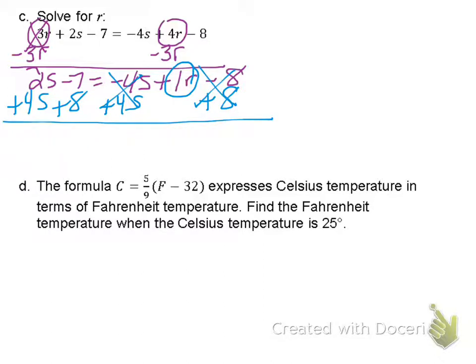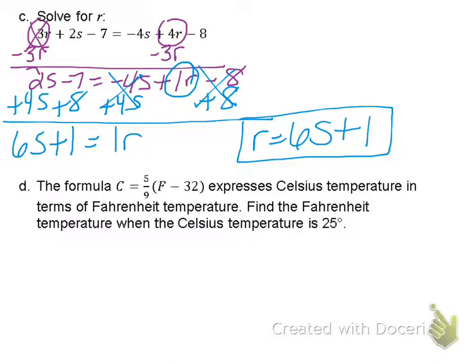So I have 2s plus 4s is 6s, and negative 7 plus 8 would be positive 1, so plus 1 equals 1r. And we know that 1r is the same thing as just r, so we can rewrite this as r equals 6s plus 1. And that's our final answer.